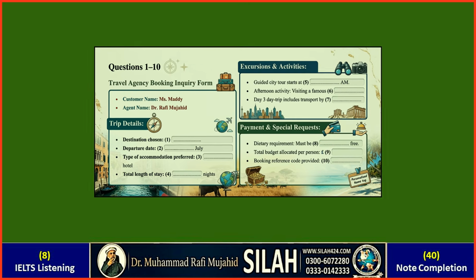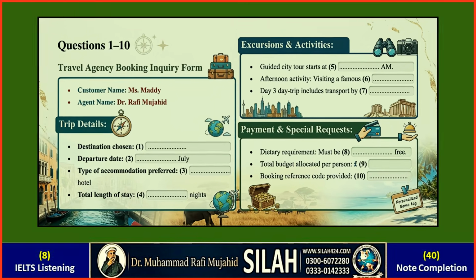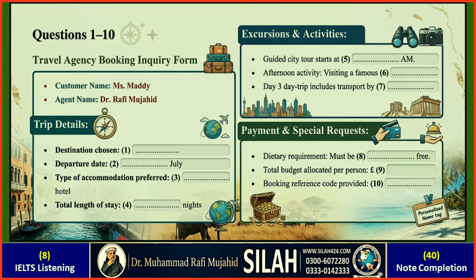Good morning. Welcome to Horizon Travel Agency. My name is Dr. Rafi Mujahid. How can I help you plan your holiday today? Good morning, Dr. Rafi. I'm looking to book a short summer getaway. I was thinking of somewhere historic, perhaps Rome. Rome is absolutely spectacular, but it is incredibly crowded in July. Have you considered Vienna? It has magnificent palaces, deep history, and excellent weather during that time.